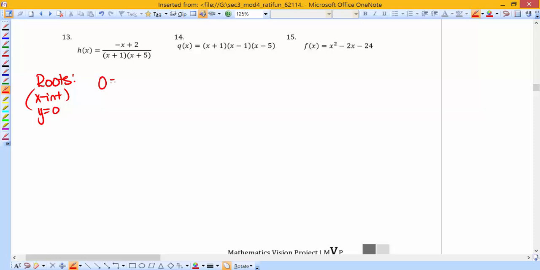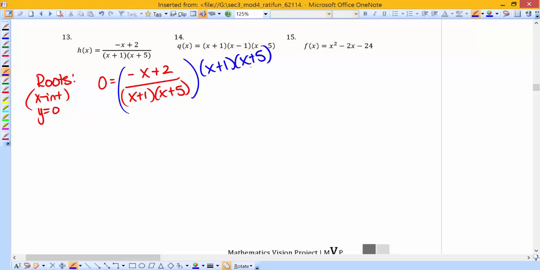So if I make y equal to 0, I get negative x plus 2 over x plus 1, x plus 5. We did go over this in class, but just in case you need it again. I have a fraction. I don't want a fraction, so I multiply by the denominator. And when I multiply by the denominator, I have to multiply both sides by the denominator. Well, it's going to cancel here on the right side.